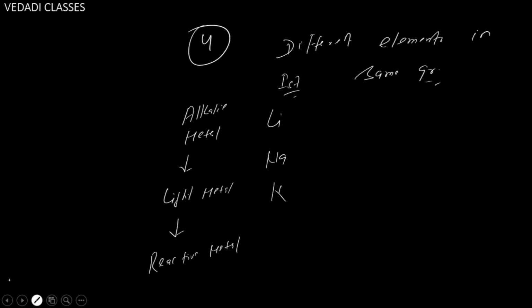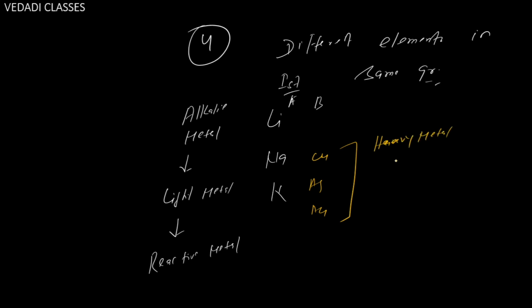In the same group, this is group 1A, and in group 1B he put some other elements like copper, silver, gold. What are copper, silver, gold? These are heavy metals, and since these are heavy metals, they are very less reactive metals.